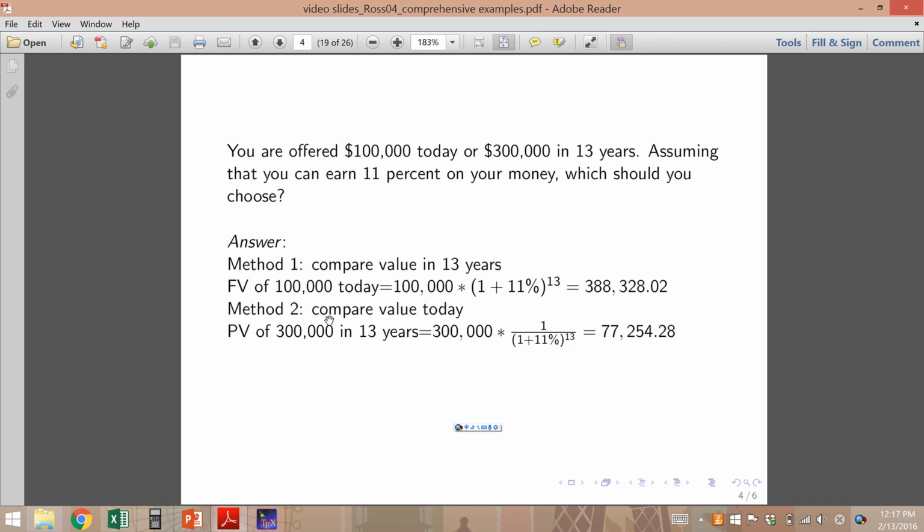Now, using method 2, we can convert the money in the future back to the present. So the present value of the money in the future will equal $77,000, which is less than the money today. So using method 2, we have the same conclusion. We would prefer money today. Remember, those two methods will give you the same conclusion because the higher the present value, the higher the future value. The higher the future value, the higher the present value. So those two increase with each other, so you won't have conflicting conclusions.